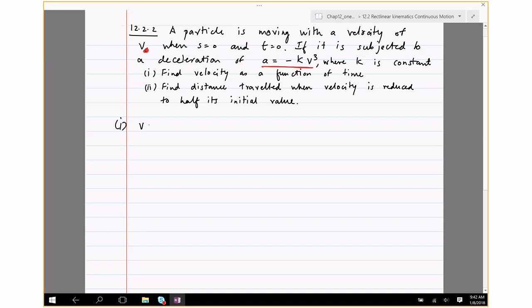So we need to find velocity as a function of time. We are given acceleration is minus k v cubed. How can I find the velocity as a function of time from the acceleration? Integration. So before integration, what do I do with acceleration? Acceleration is dv/dt.